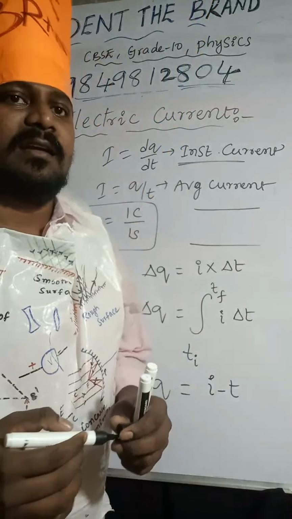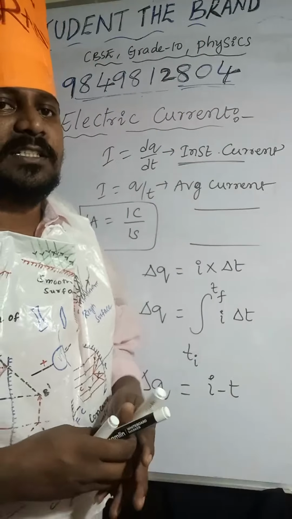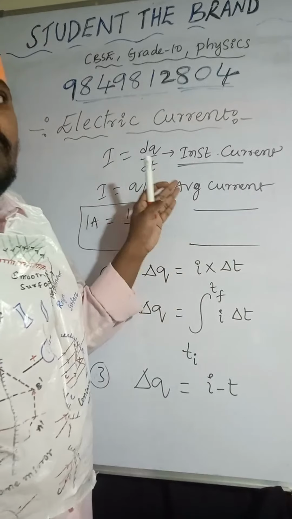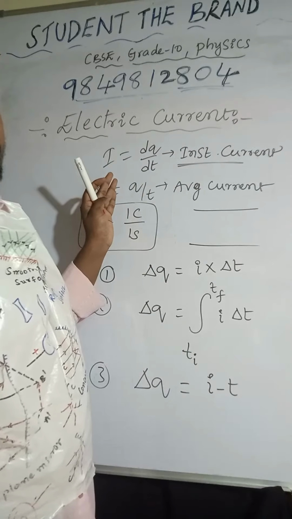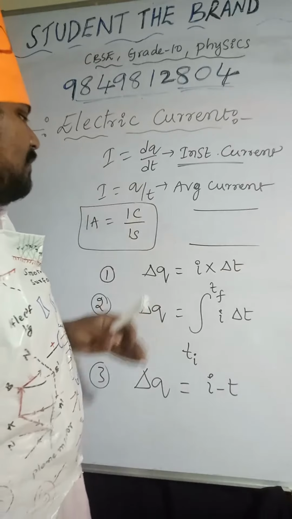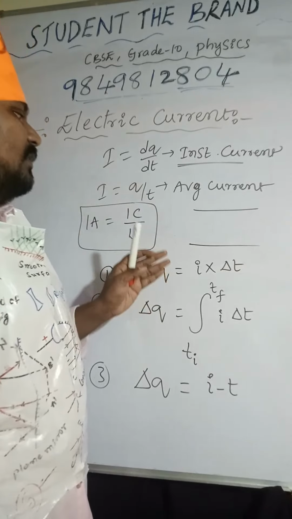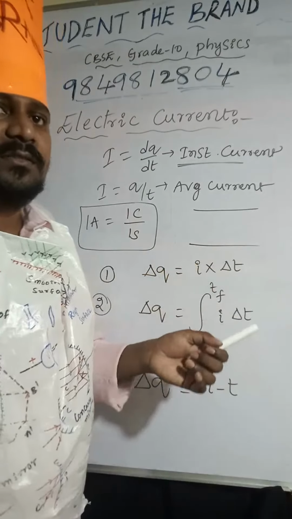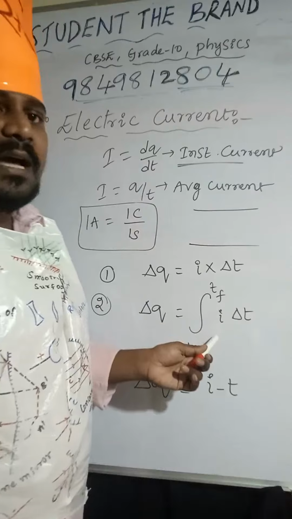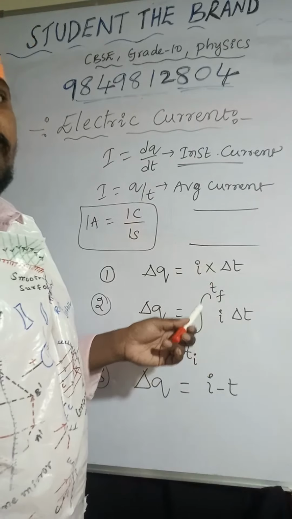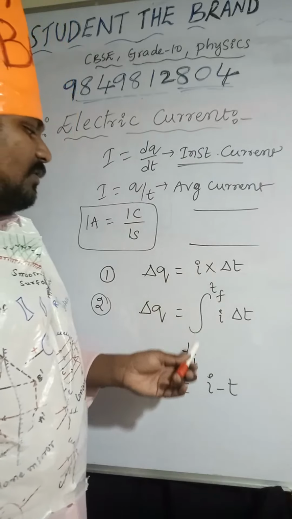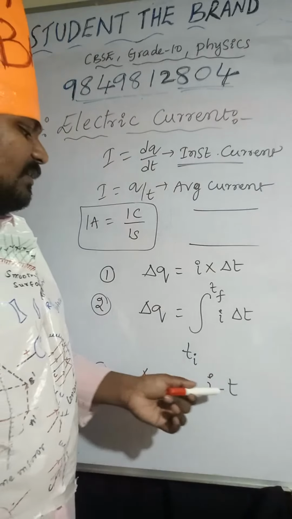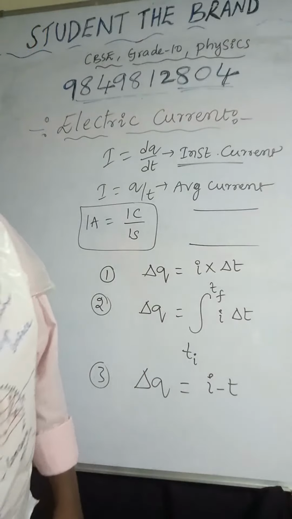So this is about electric current: instantaneous current and average current. 1 ampere equals 1 coulomb per second. Delta Q, the charge flow, can be obtained by multiplying constant current with time interval. If the current is a function of time, then delta Q equals the integral of I dt from Ti to Tf. The charge flow can also be obtained by the area under the I-T graph.